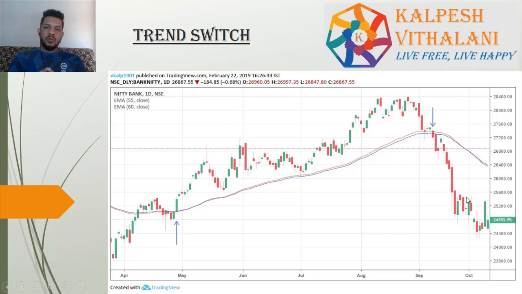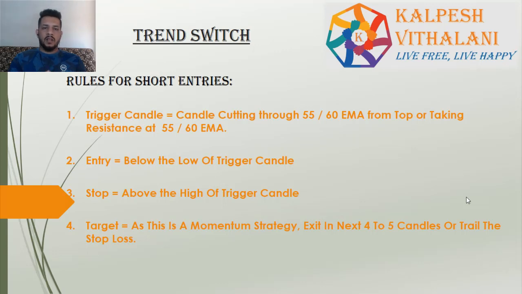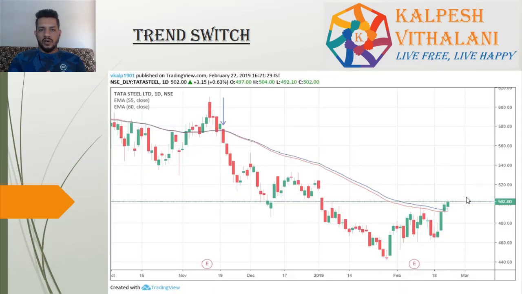So this is falling down. Let's see the short entry rules. It is pretty much the reverse of the long entry. Our trigger candle is a candle which is either cutting through the 55 or 60 EMA from the top, or taking resistance at the 55 or 60 EMA. We sell below the low of the trigger candle, and our stop loss is above the high of the trigger candle. Again, this is a momentum strategy, so look for exiting in 4-5 candles, or trail your stop loss after 4-5 candles.